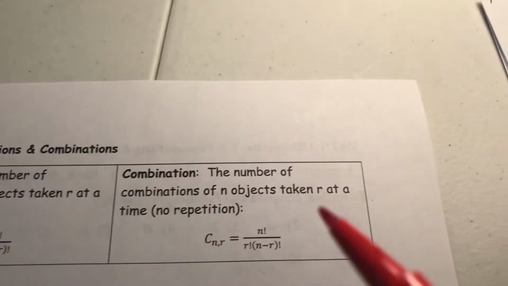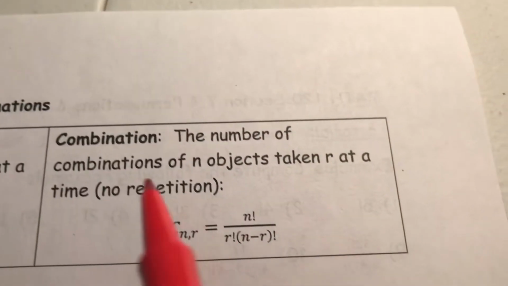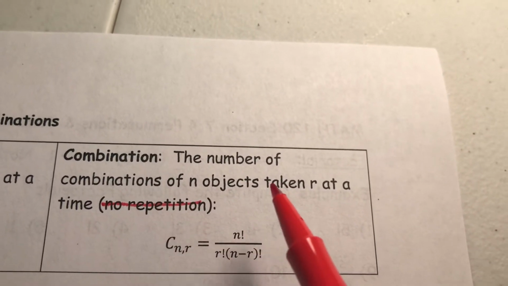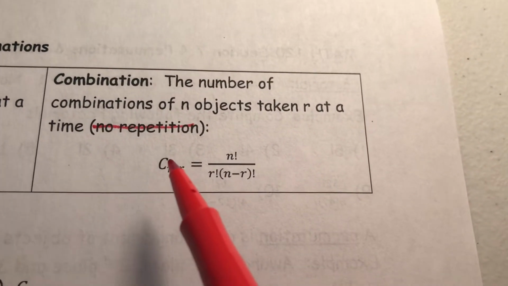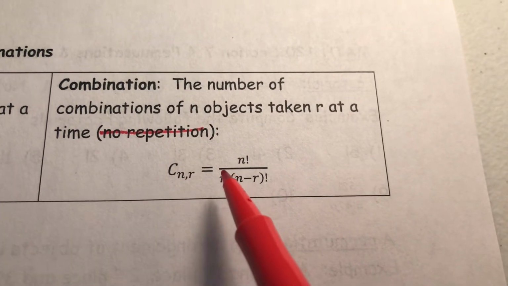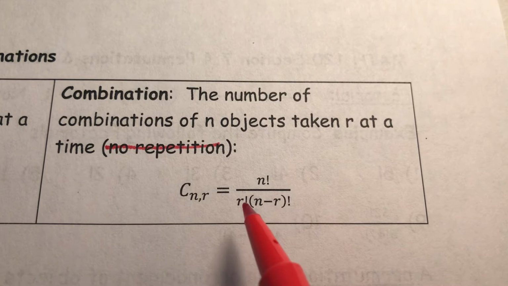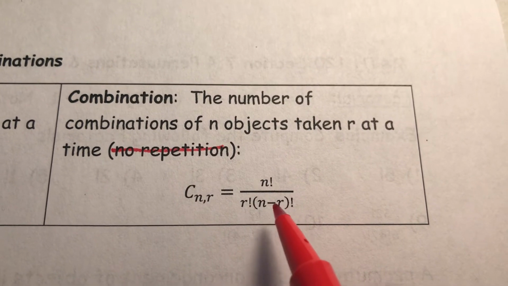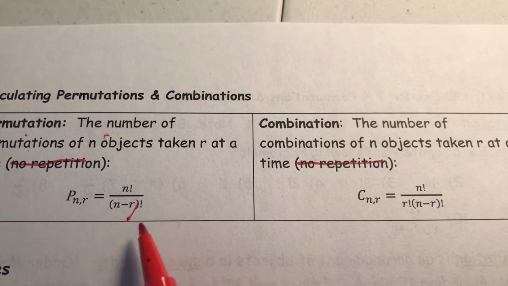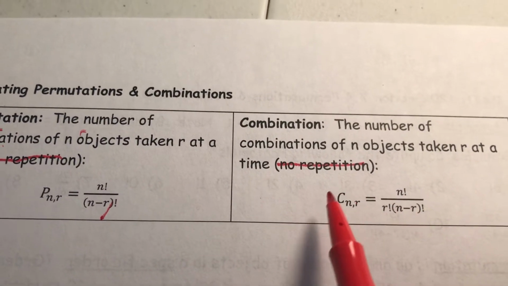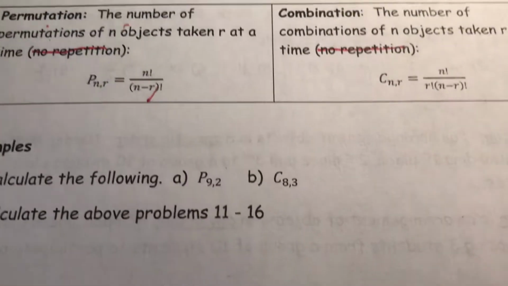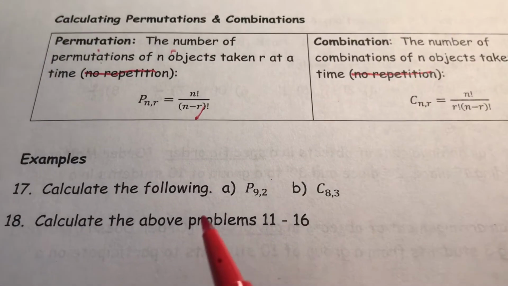A combination, where order doesn't matter, the number of combinations of n objects taken r at a time, C, n choose r is what we usually say, is equal to n factorial over r factorial times n minus r factorial. Notice these two formulas both have n factorial over n minus r factorial, but the combination has an extra r factorial in there. So I just want to do a calculation to show you how this works.